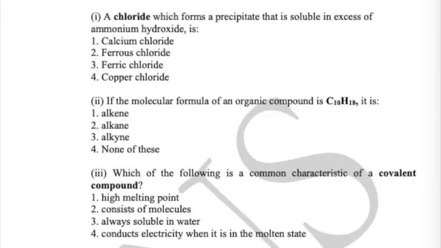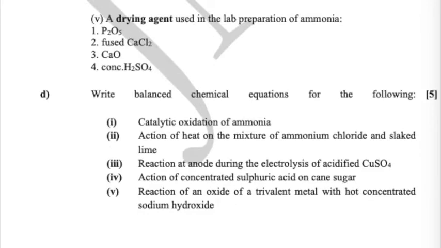Third one, which of the following is a common characteristic of a covalent compound? Second, consists of molecules. Fourth, to increase the pH value of a neutral solution, we should add an alkali, option 3. Fifth, a drying agent used in the lab preparation of ammonia, option 3, CaO.